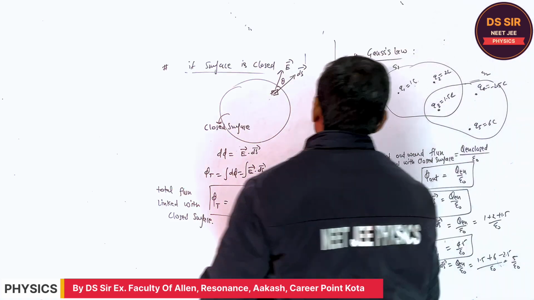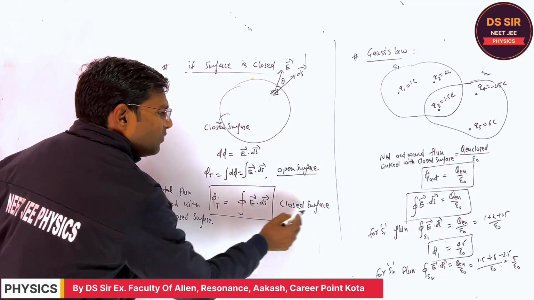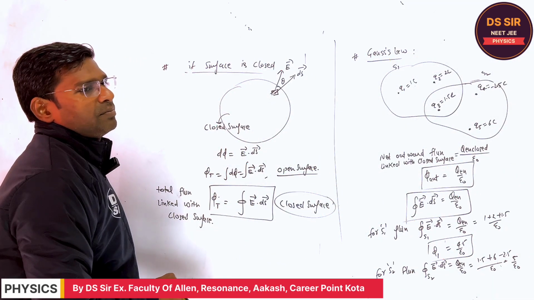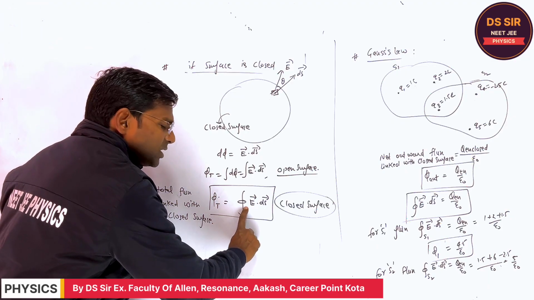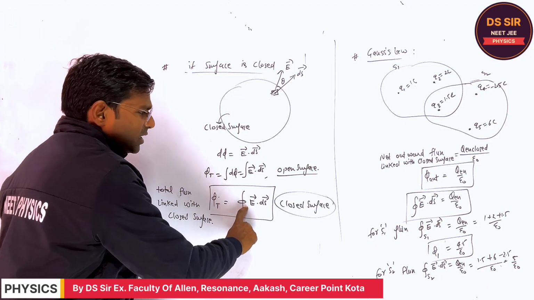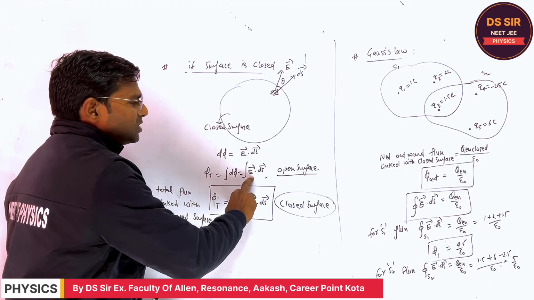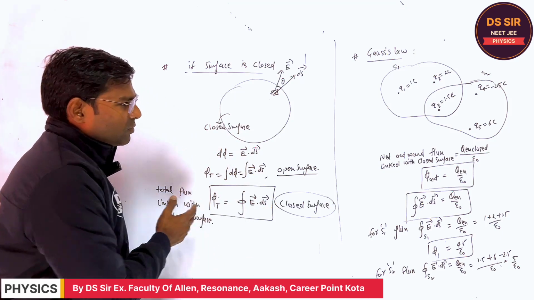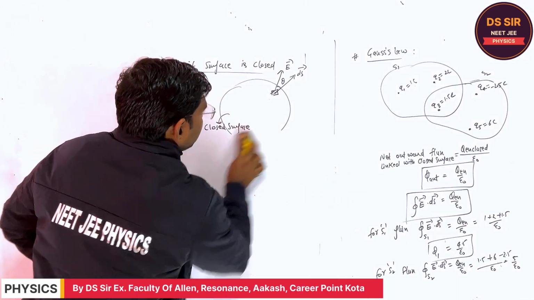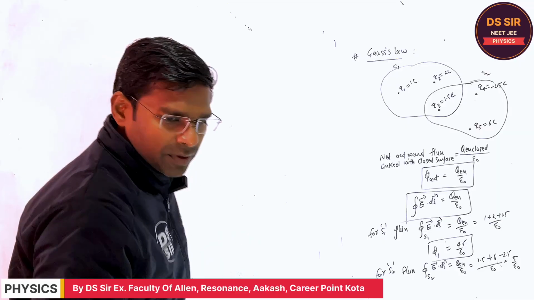So this is Gauss's law. Gauss's law is always defined, first of all, for a closed surface, and this is the representation of flux linked with this closed surface. This is for an open surface, right? Copy this. So the application of Gauss's law we can see.